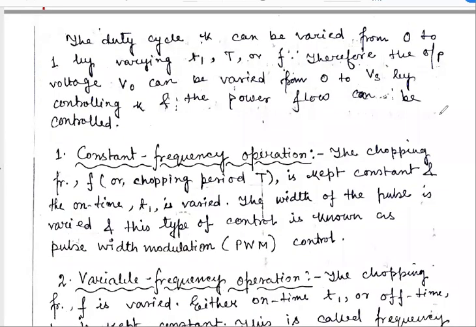Then depending upon the duty cycle K, if we vary the duty cycle K from 0 to 1, how do we vary the duty cycle? We vary the duty cycle from 0 to 1 by varying the turn on time or the total chopping time period or the frequency. Therefore, the output voltage VO can be varied from 0 to Vs by controlling the value of duty cycle, and the power flow can also be controlled.